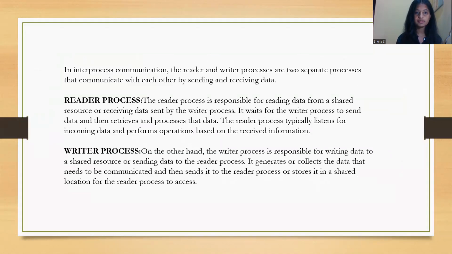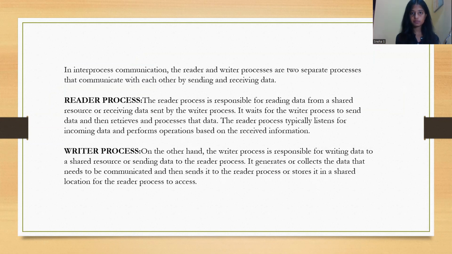Now let us see into reader and writer process in the process communication. The reader and writer processes are two separate processes that communicate with each other by sending and receiving data. The first one is reader process. The reader process is responsible for reading data from a shared resource or receiving data sent by the writer process. It waits for the writer process to send data, then retrieves and processes that data. The reader process typically listens for incoming data and performs operations based on the received information.